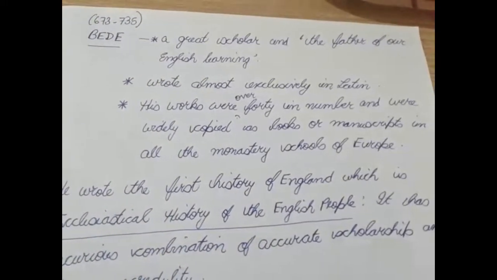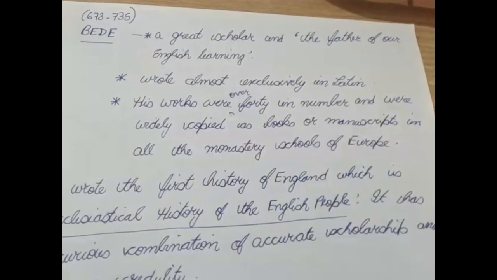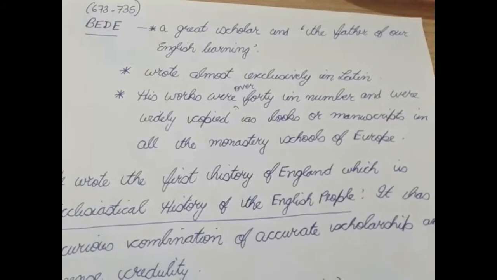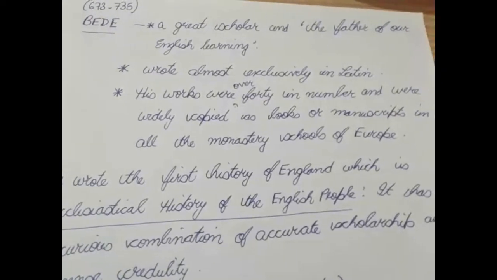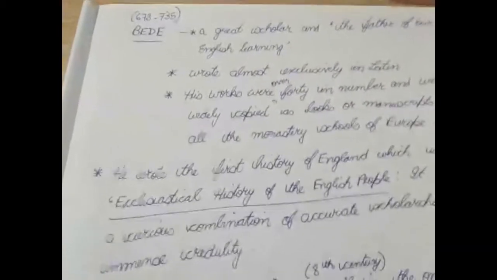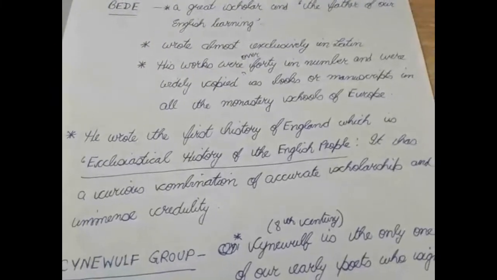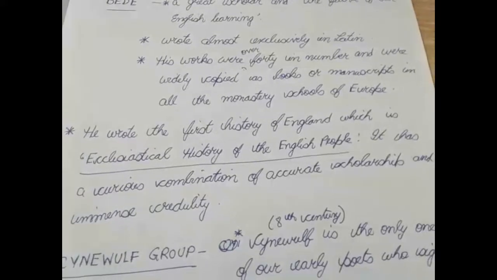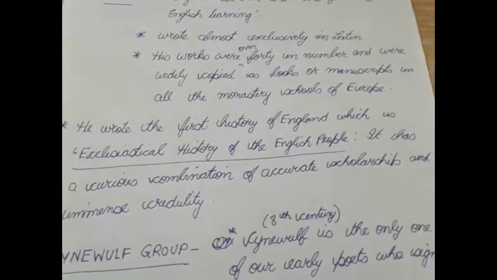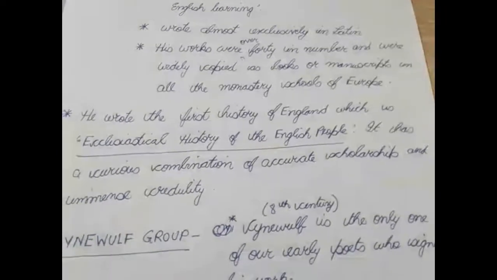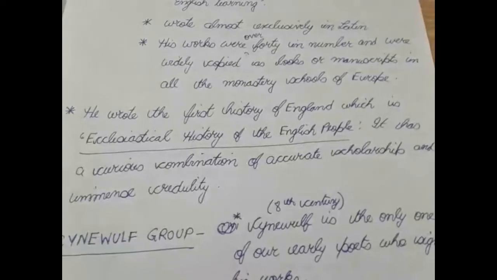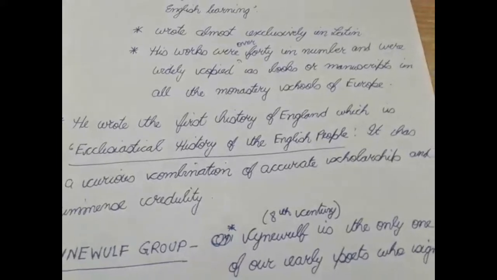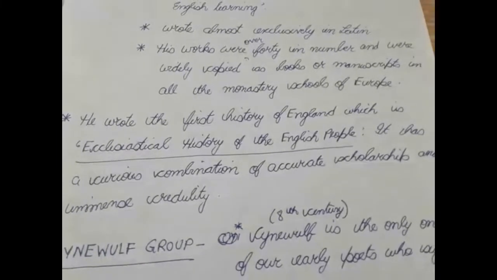His works were over 40 in number and were widely copied as books or manuscripts in all the monastery schools of Europe. He is famous because he wrote the first history of England, the Ecclesiastical History of the English People. This history has a curious combination of accurate scholarship and immense credulity. So, Bede's history is the first history that was written on England.